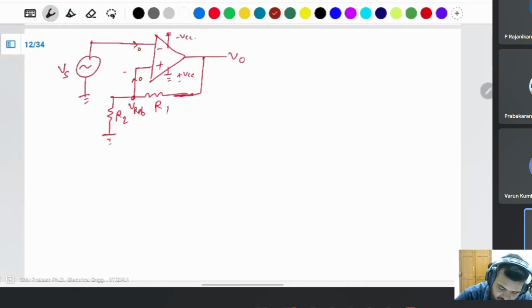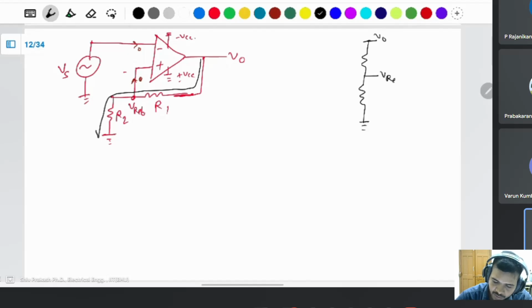Then if zero current flows through it, what is the current of this one? Current flows directly like that. This is simply a voltage divider. This is the output voltage, this is the ground, and this is the V reference, with R1 and R2. Then what is the V reference voltage? The resistances are connected in series, so we can use the voltage divider: output voltage into R2 divided by R1 plus R2.